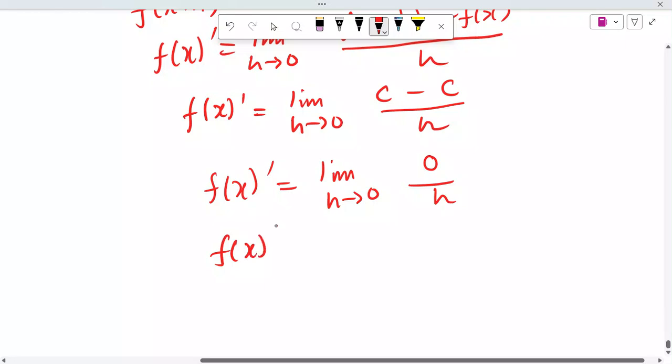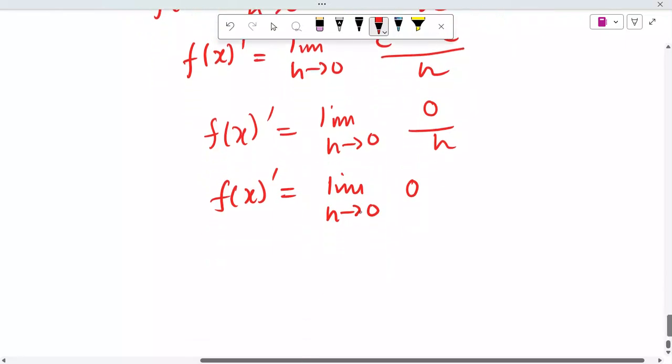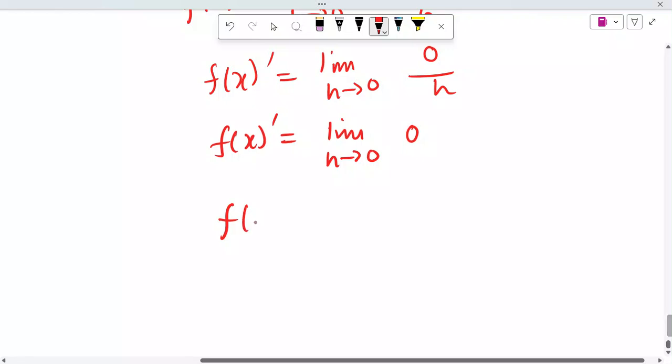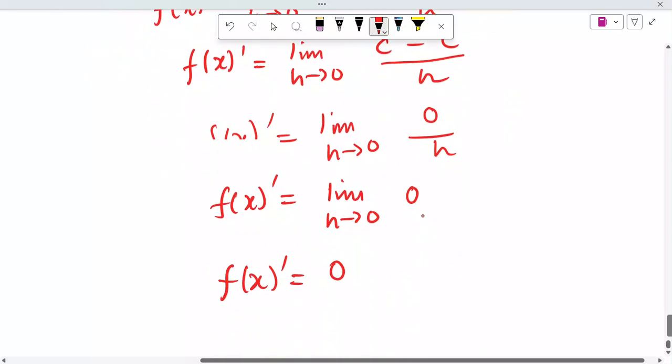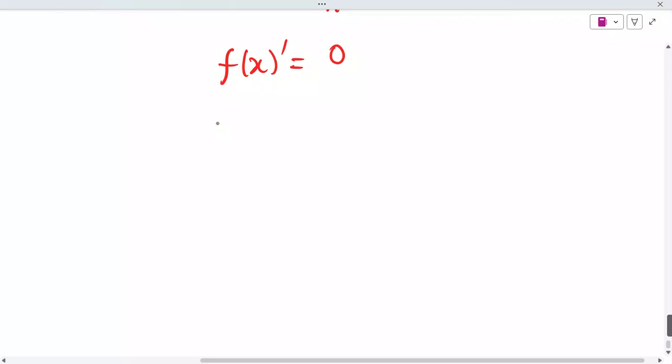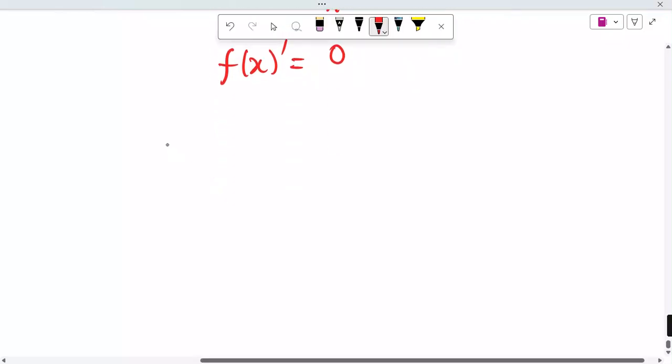So f prime of x is the limit as h approaches 0. So this 0 divided by h is 0. Okay, so limit as h approaches 0, we don't have h here. So the answer is just 0. Okay, so hope you followed through. So let's go to C. So we come to C.